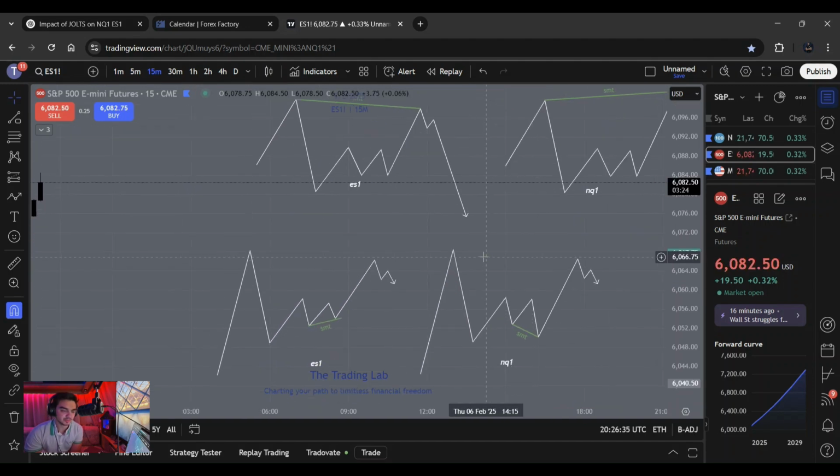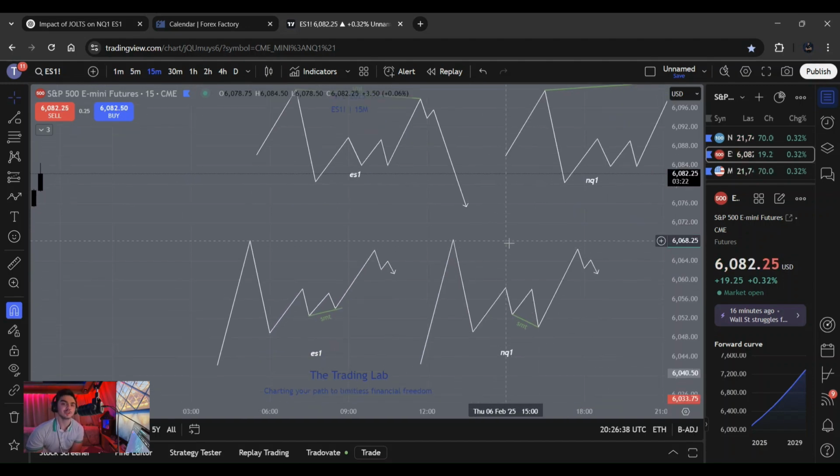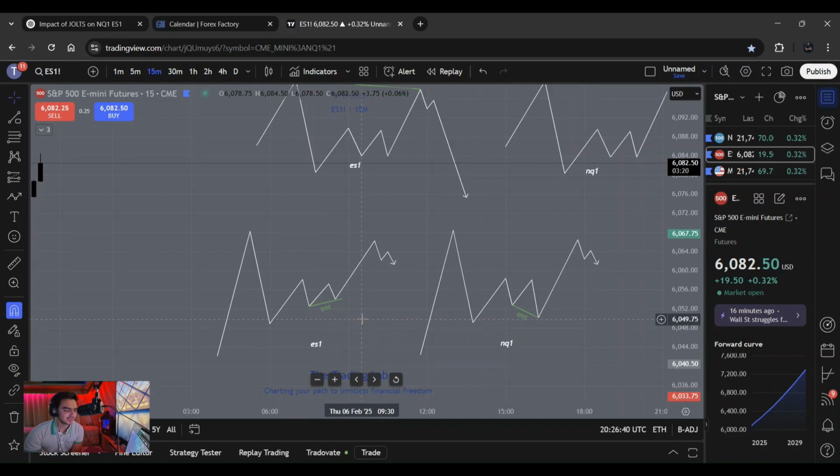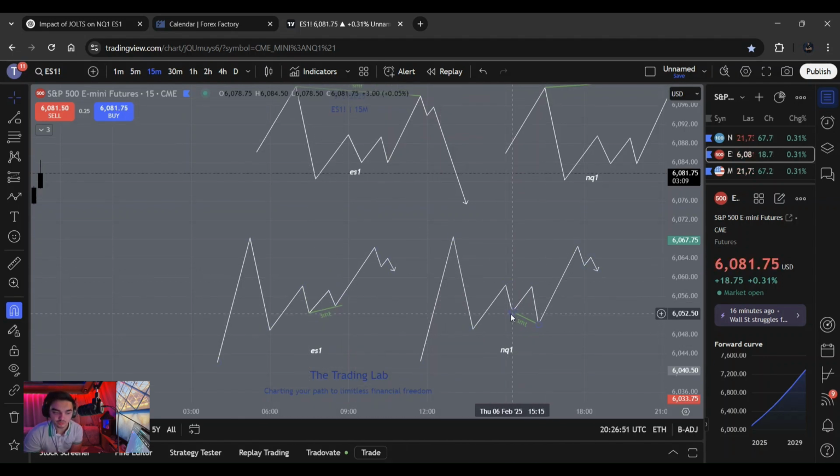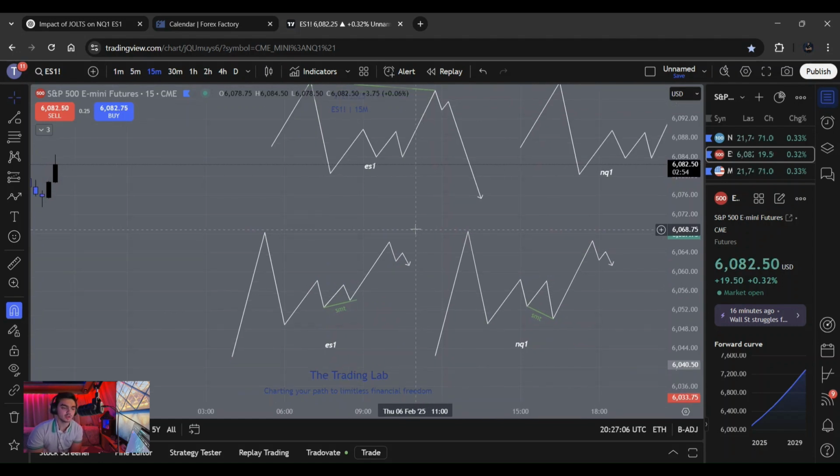So for a bullish example, we see in this chart, this little drawing, ES continues to make higher highs while NQ makes a lower low. So what can we expect? We can expect NQ to start pushing up and following ES in the same direction. I hope that makes a bit of sense.